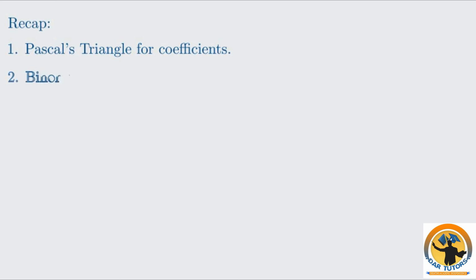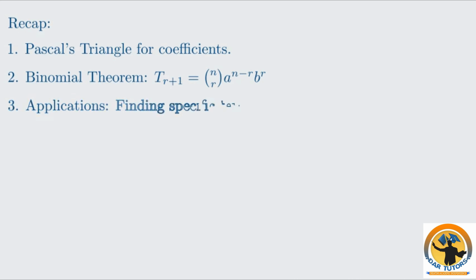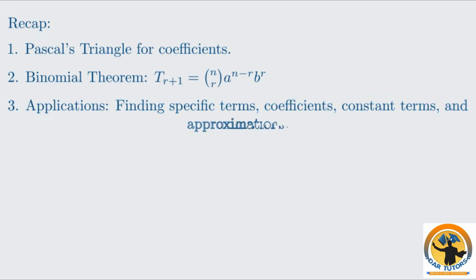Let's quickly recap what we've learned today. We started by visualizing binomial expansion with a cube, which led us to Pascal's triangle for finding coefficients. We then introduced the powerful binomial theorem, which uses binomial coefficients to find any term in an expansion. We also saw how to apply these tools to solve various problems, including those with negative terms, multiple binomials, and unknown parameters. Mastering binomial expansions is essential for success in IB AA HL.